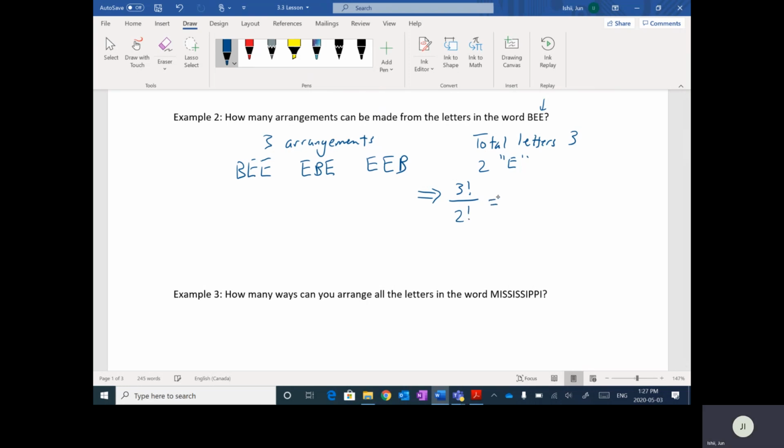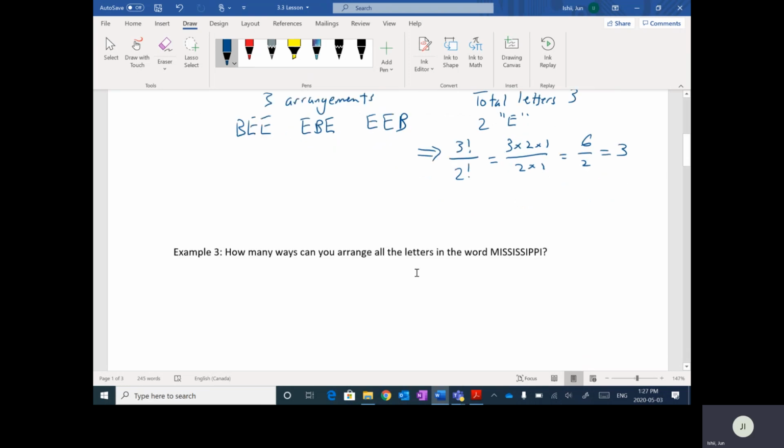Okay, so this would be 3 factorial, which is 3 times 2 times 1, over 2 factorial, which is 2 times 1. This is 6 over 2, which is 3. Okay, so there's only 3 arrangements in this case. All right, so again, you take the total number of letters, or total number of items, and divide it by the repeating letters, the factorials. All right, so this will be easier to visually see once we do this third example.